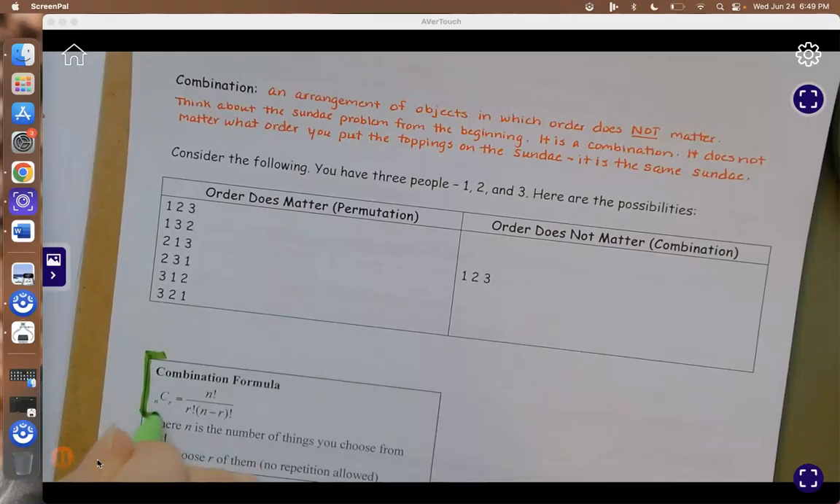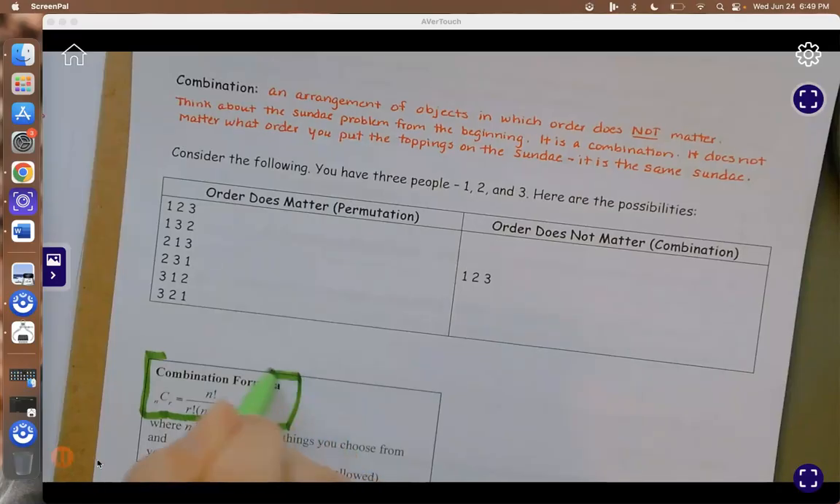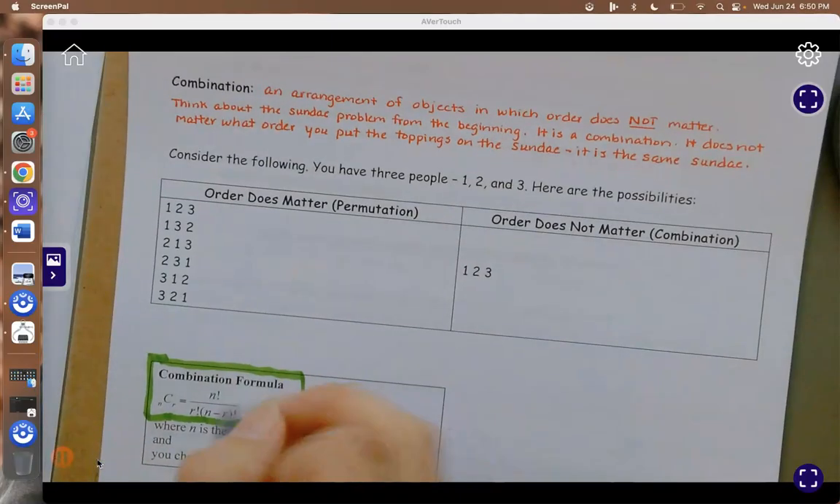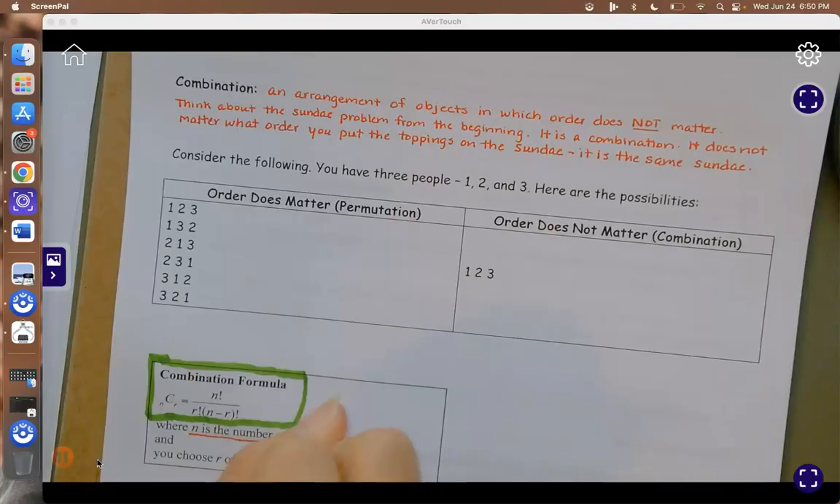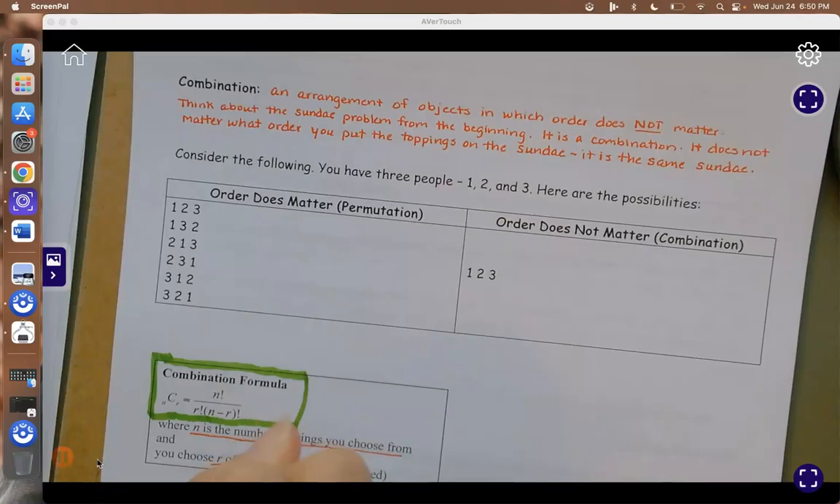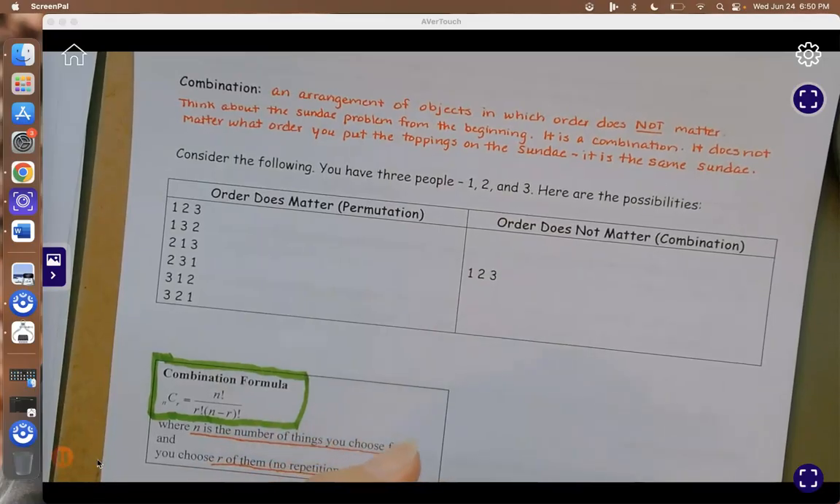Okay? So here is our combination formula, which we're really not going to use that much. We're going to use it for the first few times, and then we're going to use the calculator to do it. But the combination formula, notice what's different. This part's the same as permutation. This part's the same as permutation. But with combination, you have an additional r factorial. Now remember that n is the number of things you choose from, and you choose r of them. No repetition allowed.